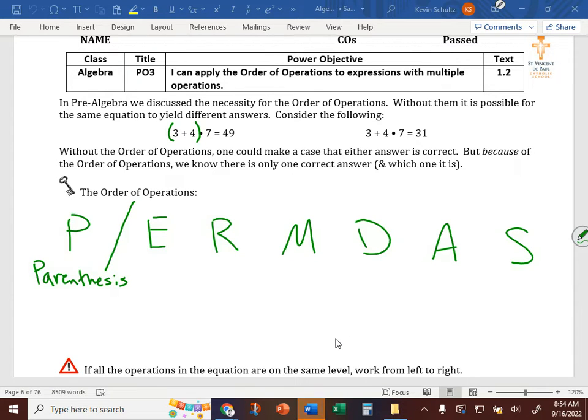We have a separation marker around the E and the R. What does E stand for? Exponents. What does R stand for? Radicals. I'm going to put roots. It means the same thing. But what's the relationship between exponents and radicals? They're opposites. Okay? They undo each other.